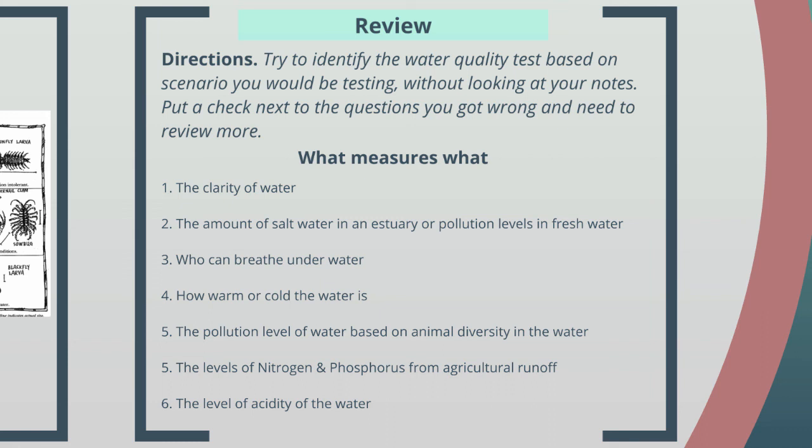Oh, there's a typo there. Well, test 5, number 2, the second 5, what test would you use that tests the level of nitrogen and phosphorus from agricultural runoff? And test 6 is the level of acidity of the water. So what test would test that?